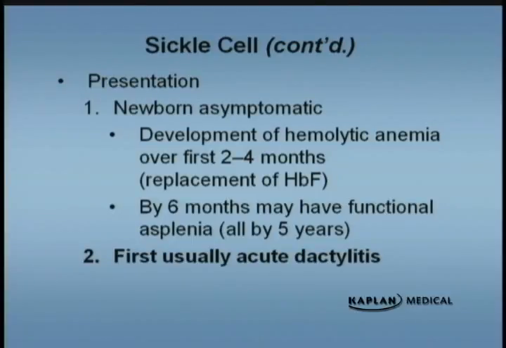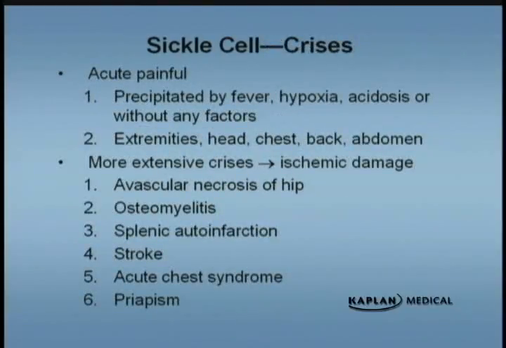By 6 months of age, many patients may have functional asplenia because they have infarcts in the spleen from all the ischemia that occurs. And of course that puts them at higher risk now for certain infections. The sickle cell crises are these acute, painful episodes, with various triggers such as fever, hypoxia, other infections, or sometimes just spontaneously they'll have a sickle cell crisis, and all these cells start to sickle more and they have ischemic injuries.